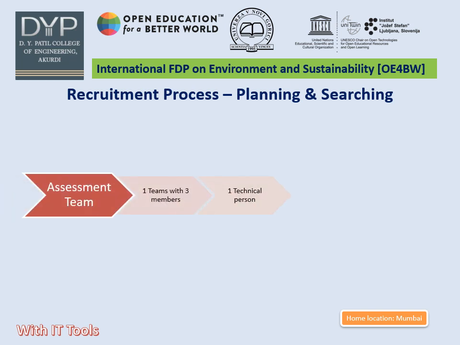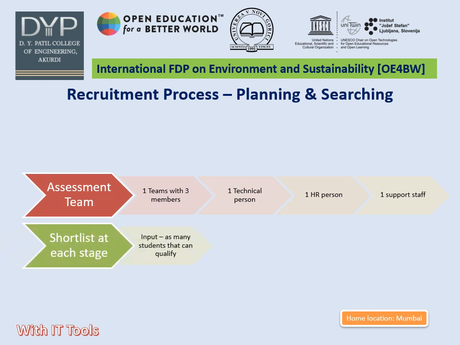In the case of planning, the assessment team required will be only one team with 3 members comprising one technical person, one HR person, and one support staff. And for shortlisting at each stage, we will input as many students that can be qualified. Taken for interview, we will take 50 students total from all colleges.